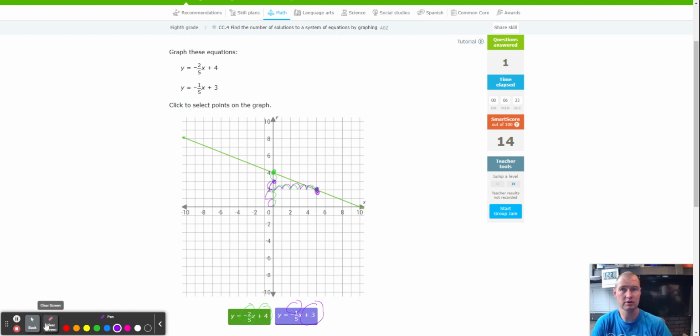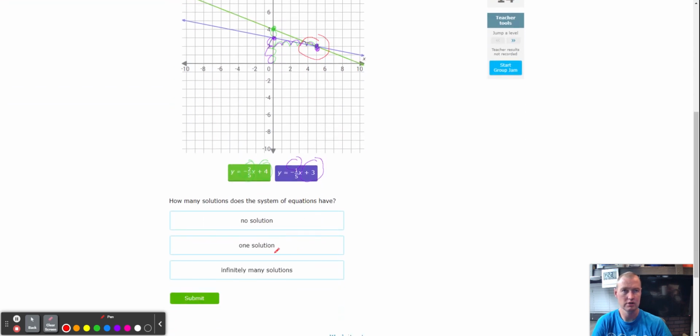Now, because both lines are not on the exact same line, it's still going to be one solution because they're only crossing one time at the point 5 and 1. So again, in order for it to be infinite solutions, they have to be the same line the whole way. But they're crossing one time again, so we're going to go ahead and just choose one solution.